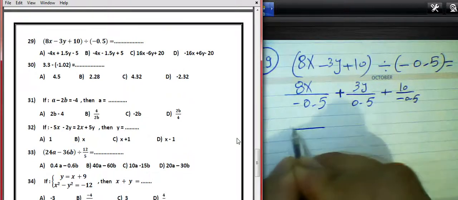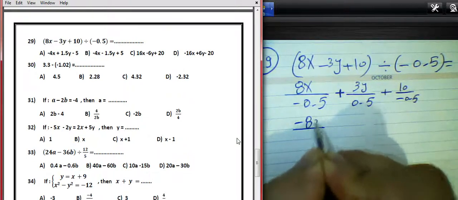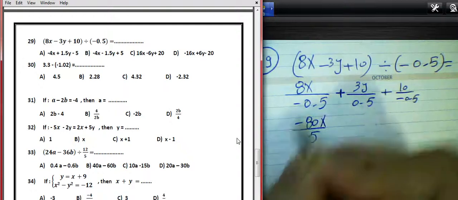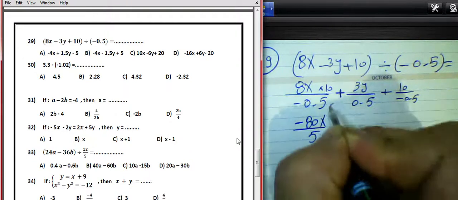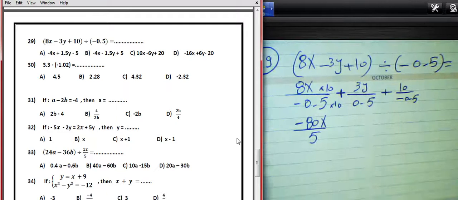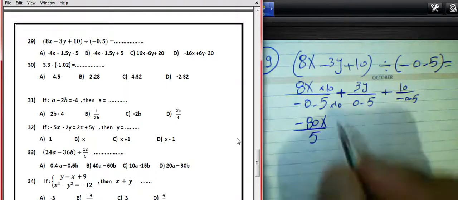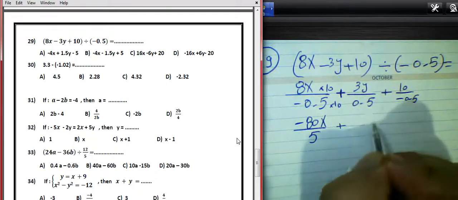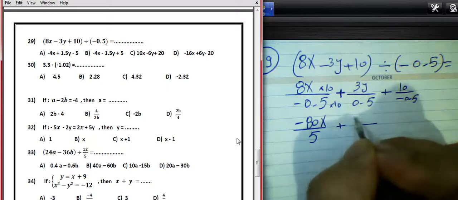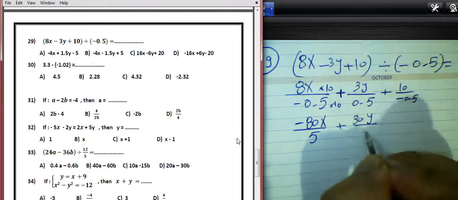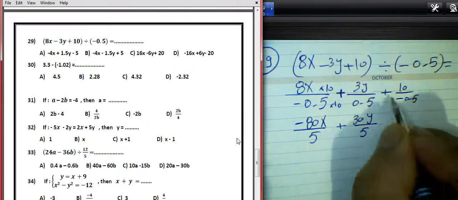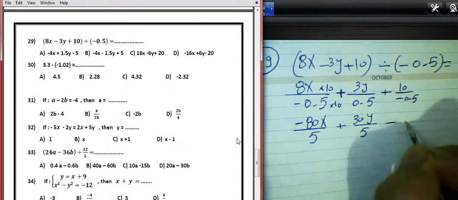Okay, the result will be negative 80x over 5, by multiplying 10 by the numerator to simplify this fraction. And what about 3y over half? We can multiply 10 by the numerator. The result will be 30y over 5, and positive divided by negative equals negative.